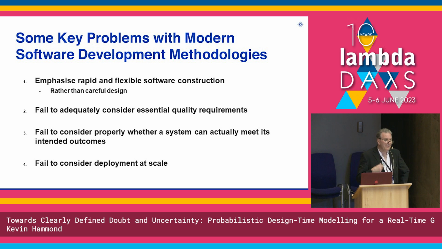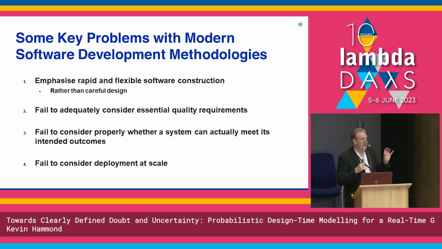So what are some key problems with modern software development methodologies? Firstly, they emphasize rapid and flexible software construction rather than careful design. And we've seen that design is incredibly important to managing cost and ensuring project success. Secondly, they fail to adequately consider the essential quality requirements as part of the design.